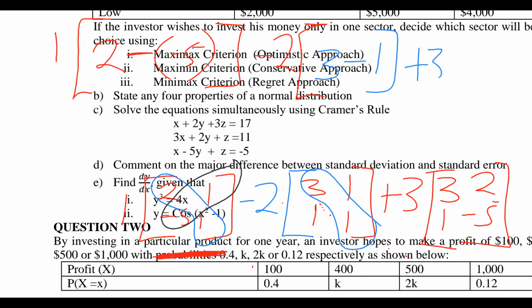Plus 3. Let's do the determinant for this. 3 times negative 5.